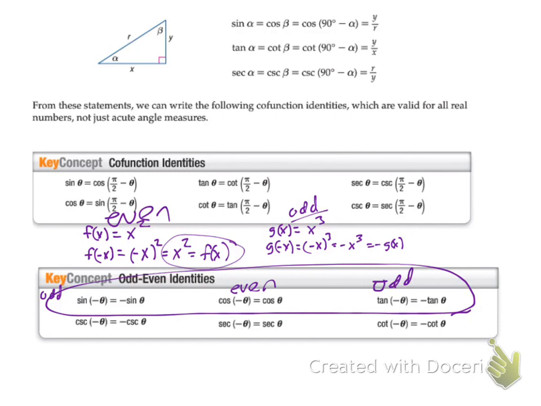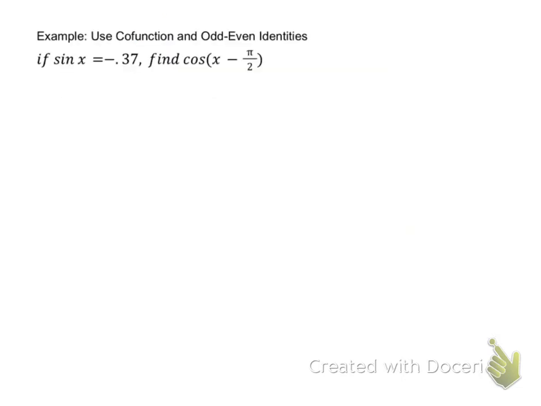We got one last problem. It's got to put both of these together. Do we have all this information that we want here? Here we go. You ready for this? Use cofunction and odd-even identities. If you are given the fact that sine of x is equal to a negative 0.37, can you find the cosine of x minus pi over 2? Now we're not in degrees, we're in radians. Sine of some radian angle is equal to a negative 0.37. That's interesting, it's good to know.